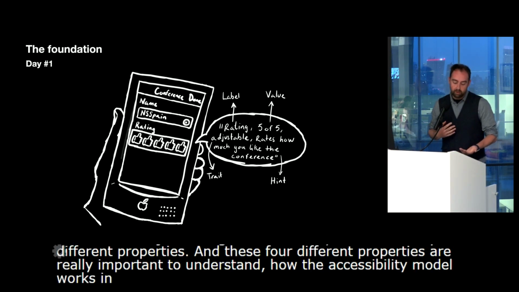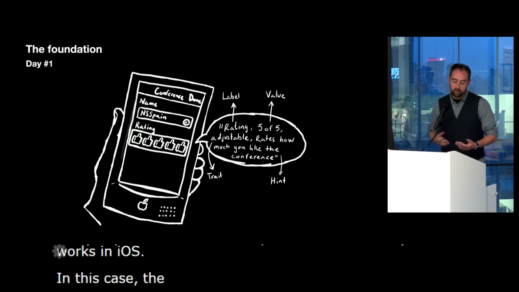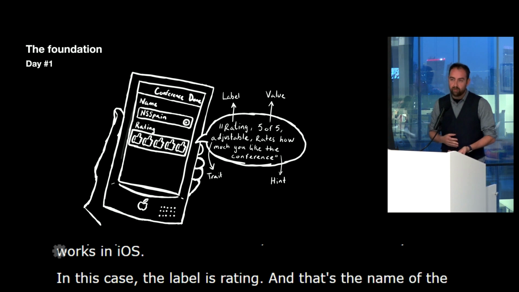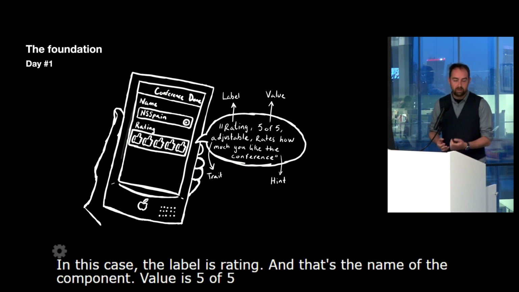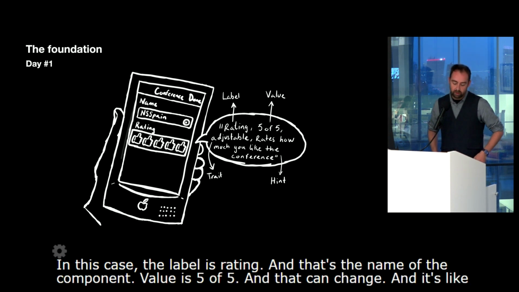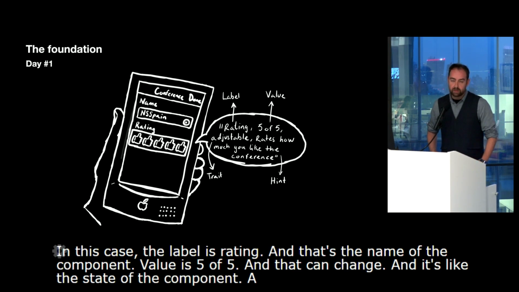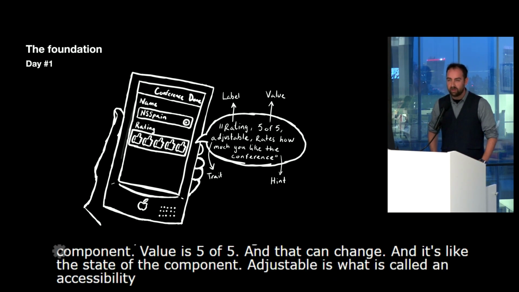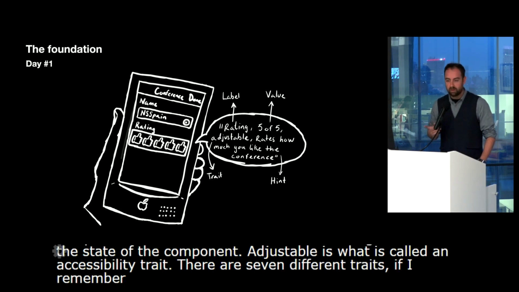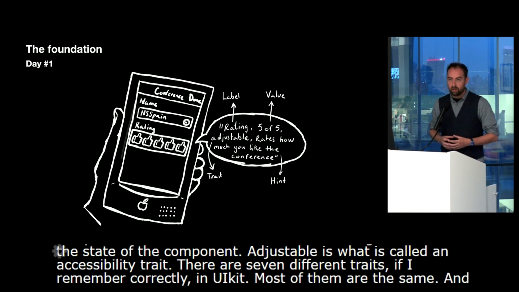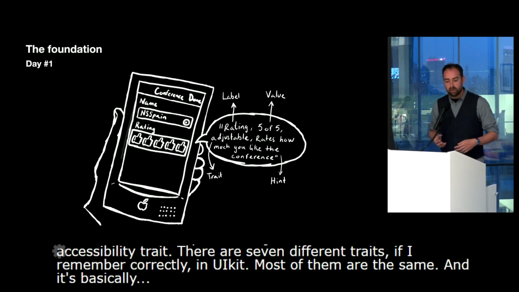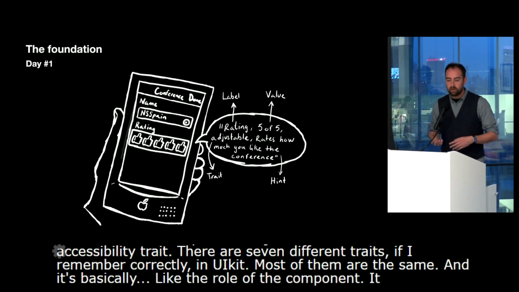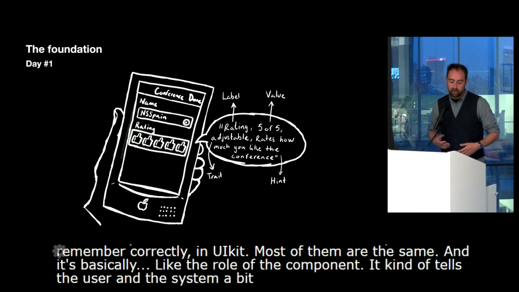In this case, label is rating, and that's the name of the component. Value is 5 of 5, and that can change, and it's like the state of the component. Adjustable is what is called an accessibility trait. There's 17 different traits, if I remember correctly, in UIKit. It's a bit different in SwiftUI, but most of them are the same. And it's basically the role of the component. It tells the user and the system a bit more about how you can interact with it.